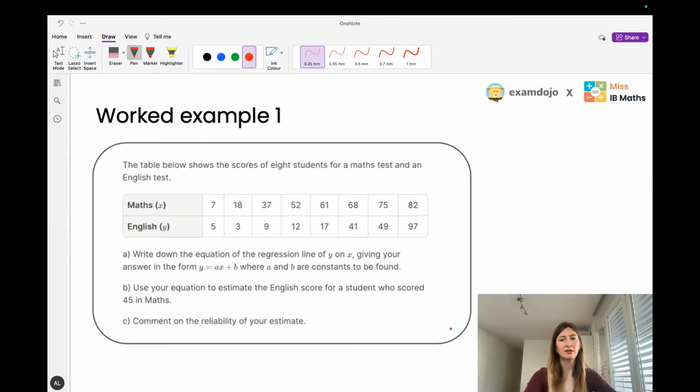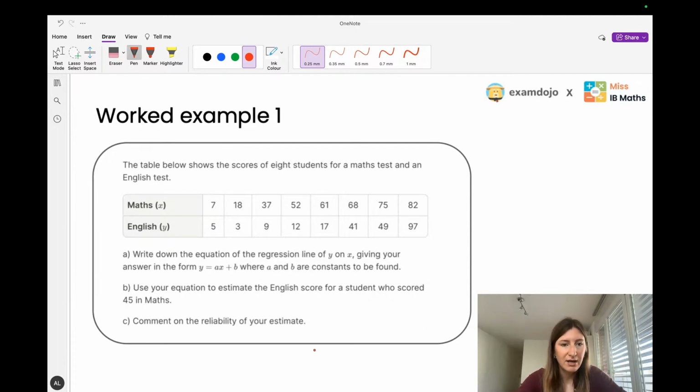Okay, so let's see what that looks like in a worked example. Now, if you have a calculator, I recommend that you go through this and you type in the data and work it out on your calculator as well. It's really good to just get used to which buttons to press, knowing what it looks like, so that you're prepared. Okay, so we have the scores of 8 students for a maths test and an English test.